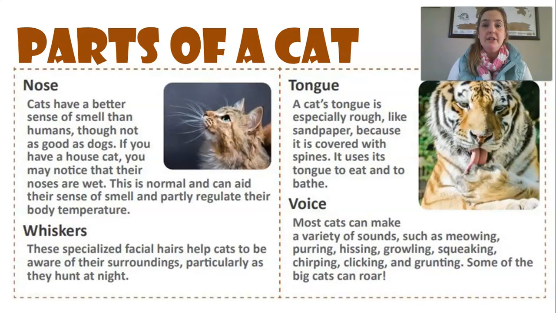Cats have a really good sense of smell, much better than you or me, but not as good as dogs. They also have whiskers that help them to be aware of their surroundings. The whiskers act like little extra sensors. Their tongue is quite rough because they use it for eating and for washing themselves. You've seen a cat wash themselves with their tongue, haven't you?